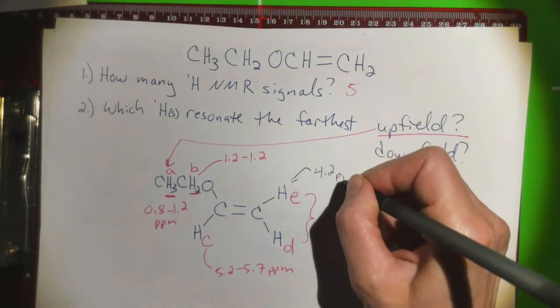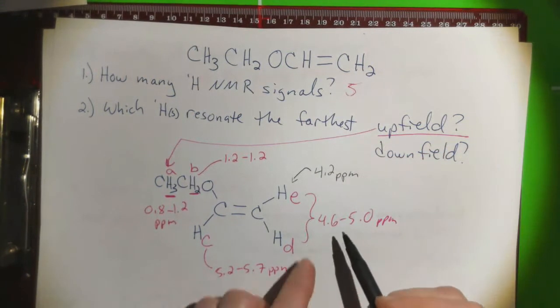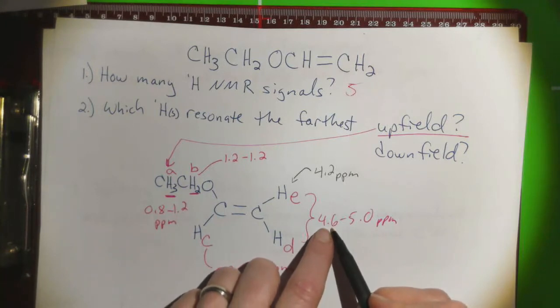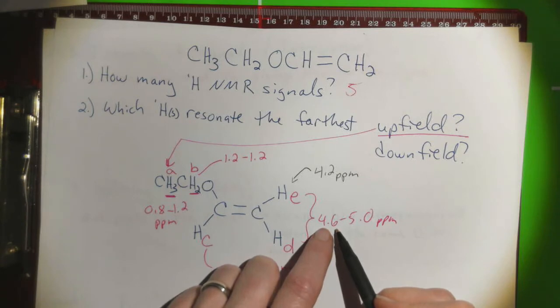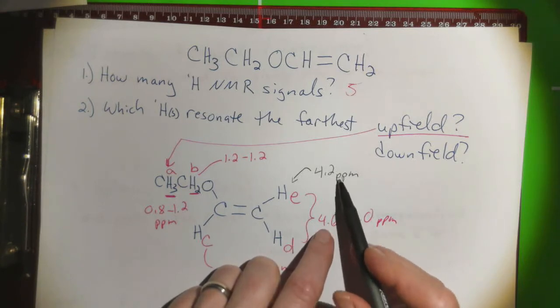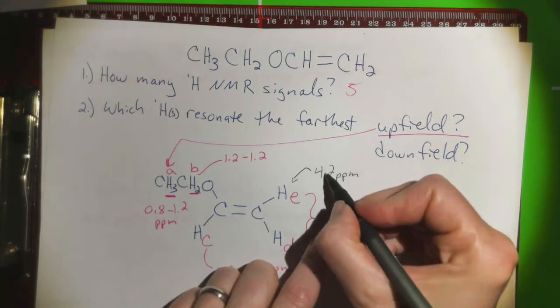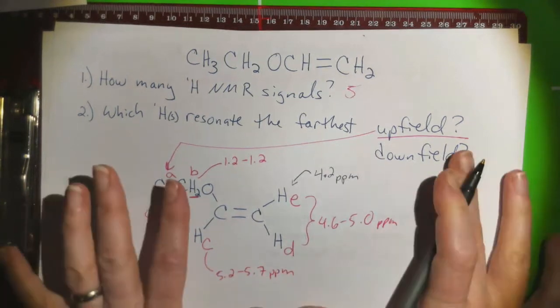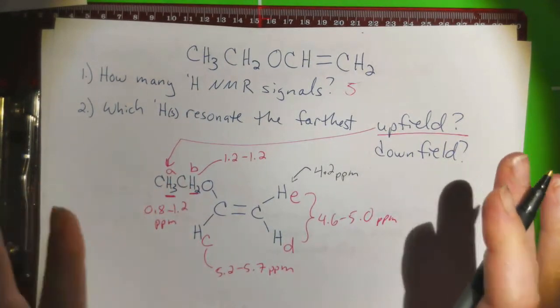This one is 4.2 ppm. Okay, so it is a little bit upfield of this range. Does that mean it's wrong? No. So this is what I mean by students sometimes going like, well, this is outside of the range, it can't happen. No, the table is just a guideline.